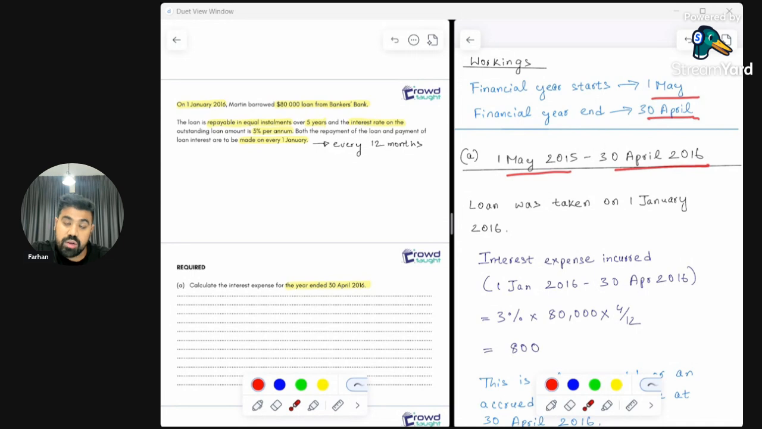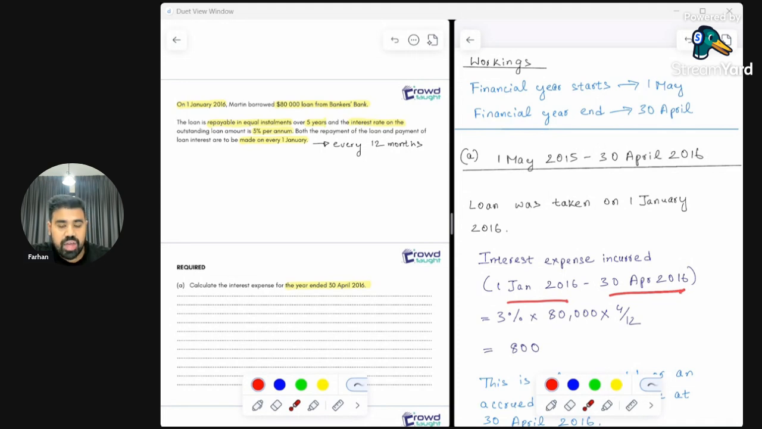So within this time frame, from 1 May 2015 until end of 30 April 2016, we need to see what's going on. We understand, based on what the question has stated, the loan was taken on 1 January 2016, right? So prior to 1 January 2016, we had no loan, okay? Which means the interest expense can only be calculated in this financial year ending 30 April 2016 from 1 Jan 2016, the day the loan was taken, until the end of the financial year, which is on 30 April 2016. Okay, so we want to find the interest expense from 1 Jan 2016 until end of 30 April 2016, which are the 4 months, January, February, March, and April.